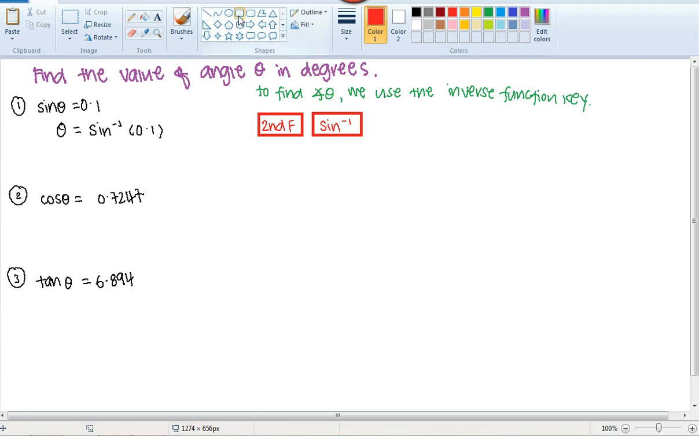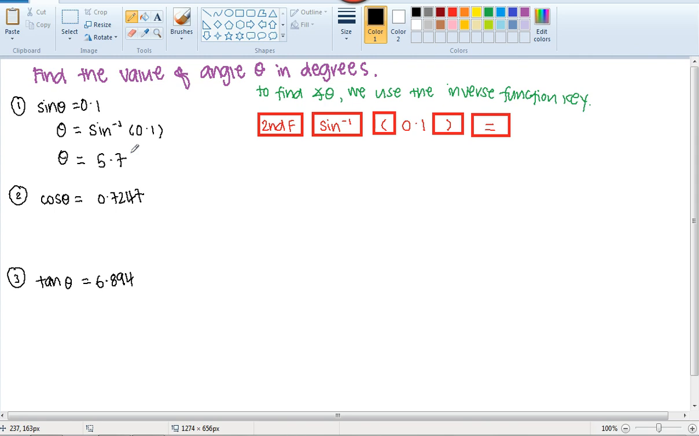Okay, of 0.1, so don't forget to insert your brackets. 0.1, and I'm going to close my brackets now. Okay, and you're ready to press your equal button to get the value of theta. And you should get a value of theta to be 5.7.